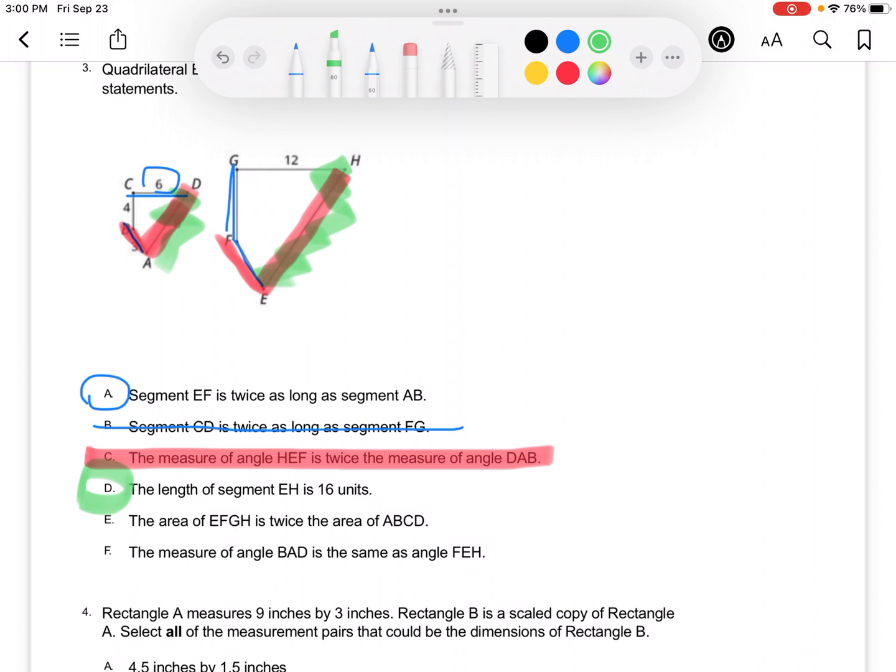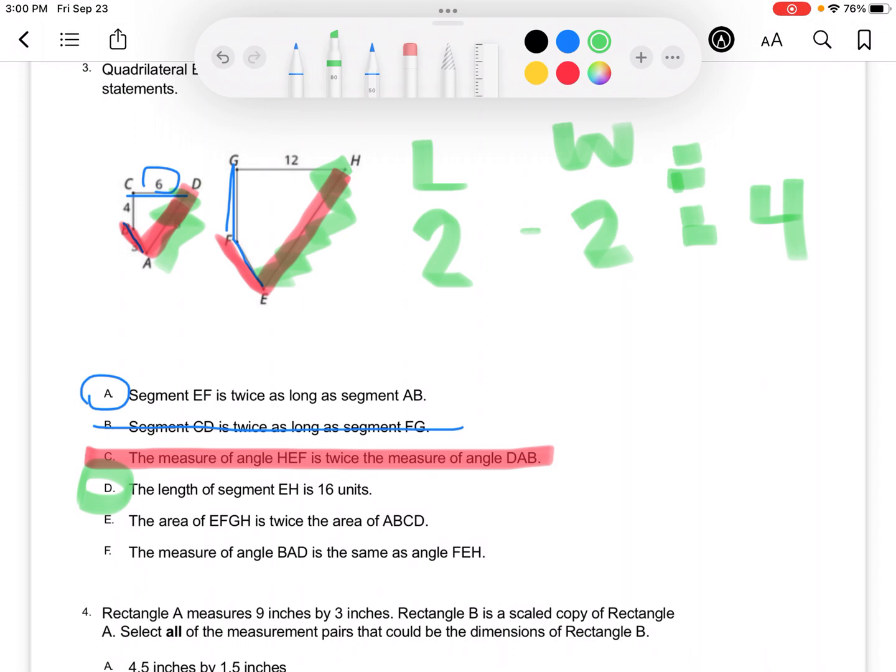The area is twice the area of ABCD. Well, I remember that the length is going to be a scale factor of 2. The width is a scale factor of 2, so that means the area is going to be 4 times as large. We learned that in lesson 6 when we were doing those practice problems.